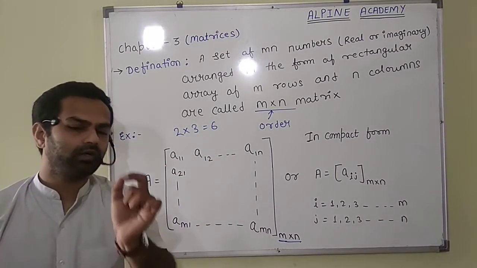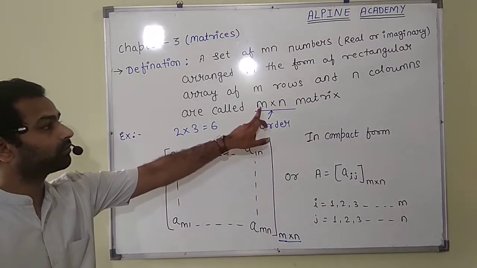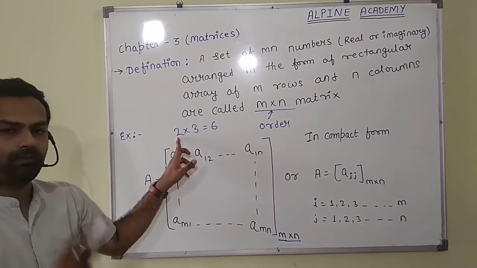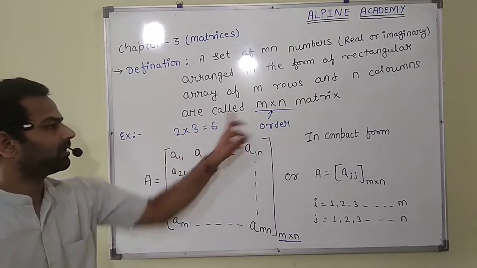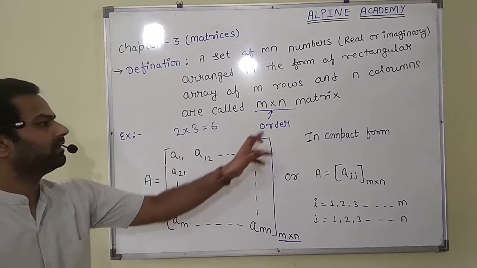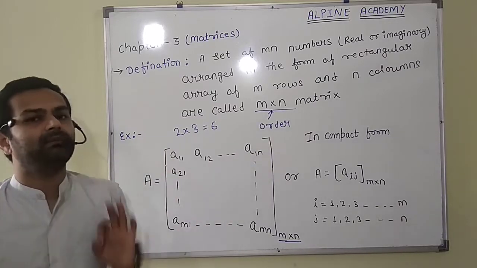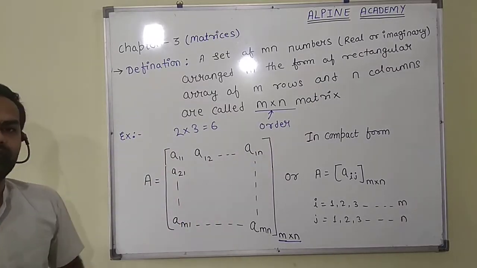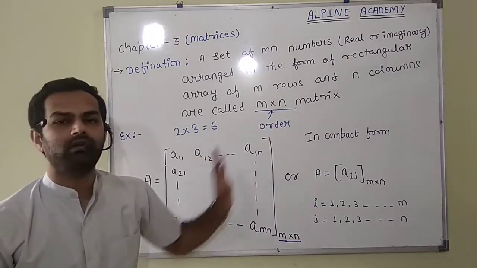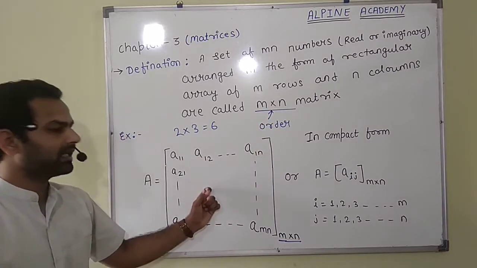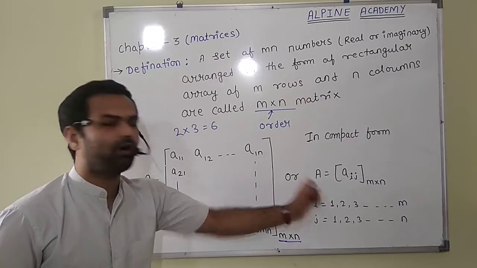Second thing, what order tells about is the number of rows. So here the number of rows is 2 and the number of columns is 3. So in this way we can write any matrix. So this is the general representation of matrix. m cross n is the order of the matrix. This matrix can also be written in compact form.